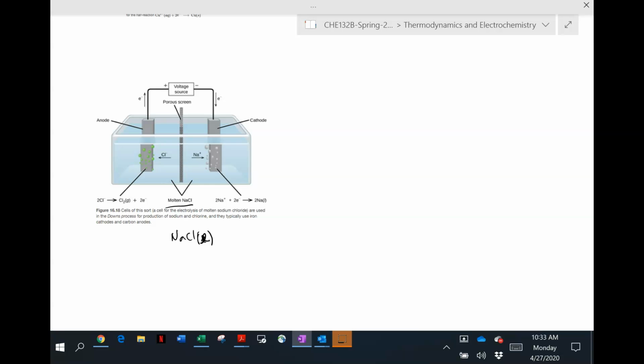So how would we write the cell diagram for this? Well, they say here you typically use iron cathodes and carbon anodes. So which one is the cathode and the anode? Well, chloride is going to chlorine gas over here on this side and giving off 2 electrons. Loss of electrons is oxidation. This is the anode. And so that is a carbon anode.